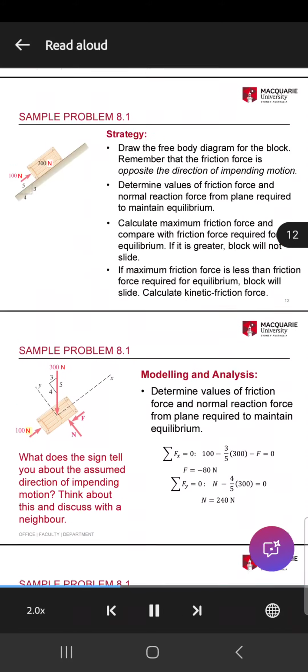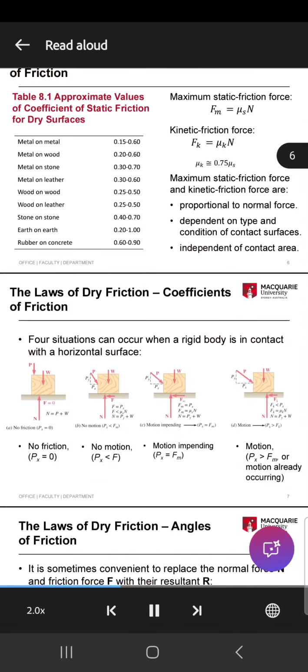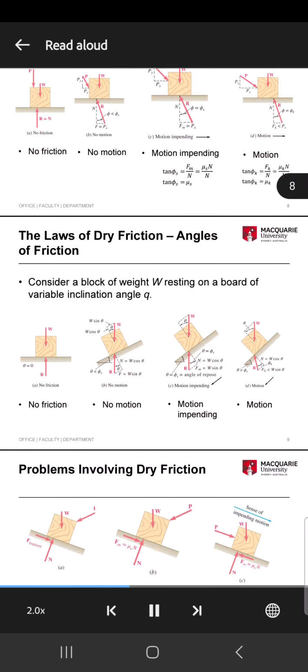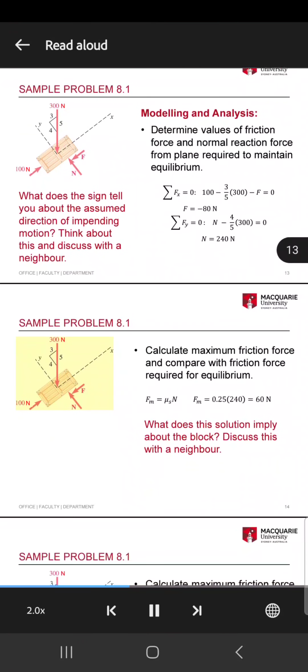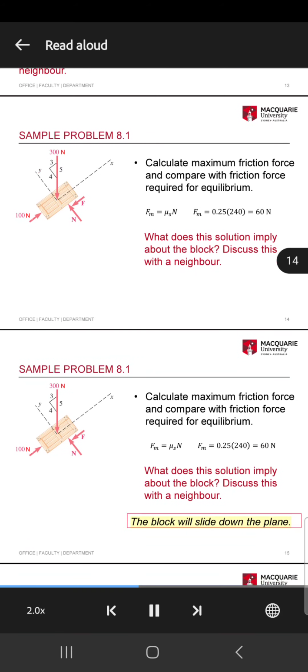Free body diagram showing applied 100-pound force, weight force, normal force, friction force acting down the plane. What does this solution imply about the block? Discuss this with a neighbor. The block will slide down the plane.